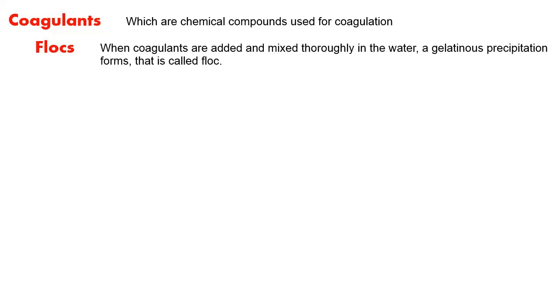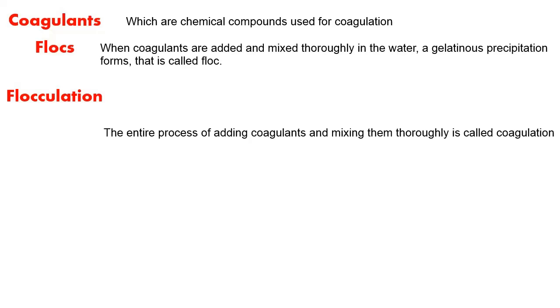When we add a coagulant to the water and mix it thoroughly, a gelatinous precipitate appears. That gelatinous precipitate is called floc, and this process is called flocculation. The entire process, adding the coagulant, mixing, and making the flocculation, is called coagulation.